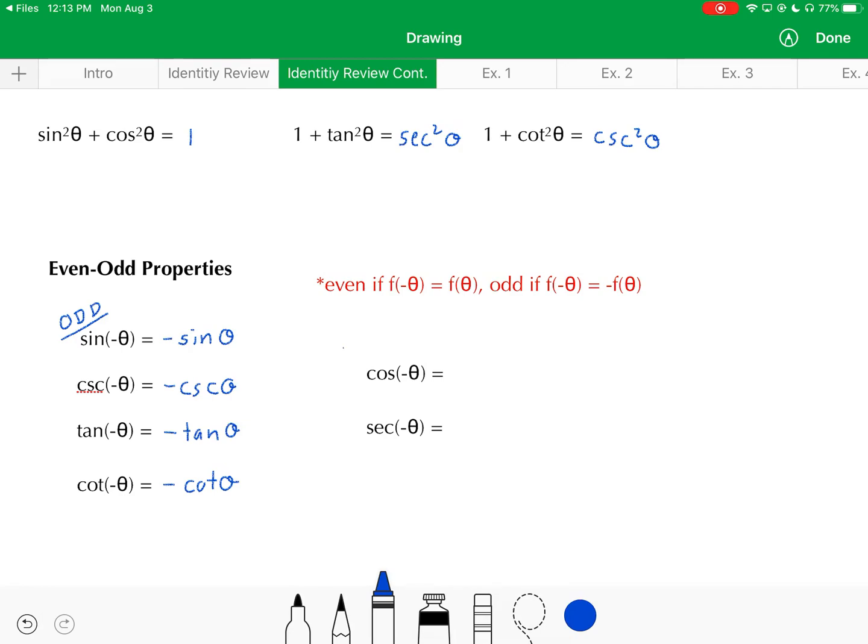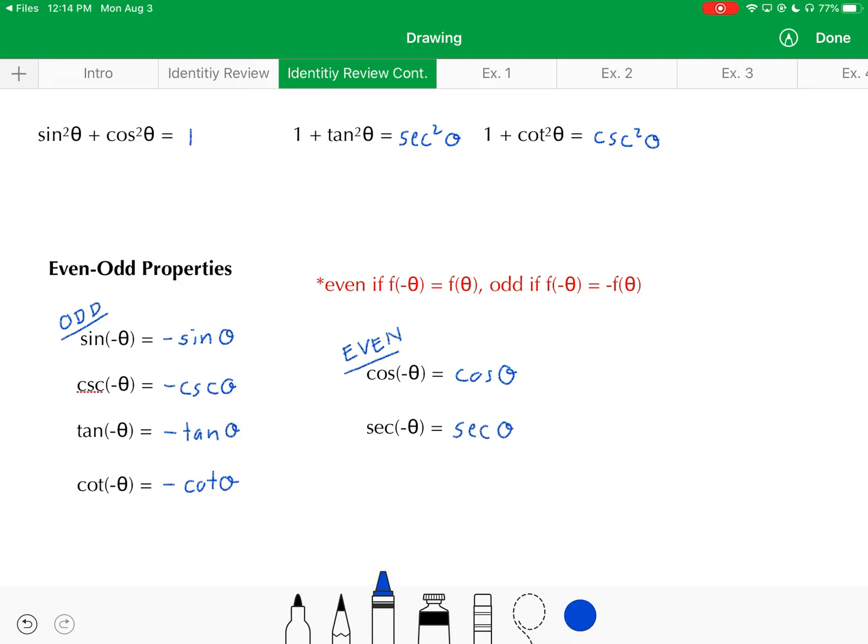Cosine and secant, those are the only even functions. And that means that evaluating cosine with a negative angle measure theta should yield the same as if you evaluated cosine with the positive of that angle. Same for secant.